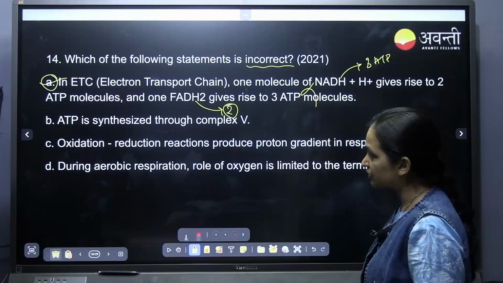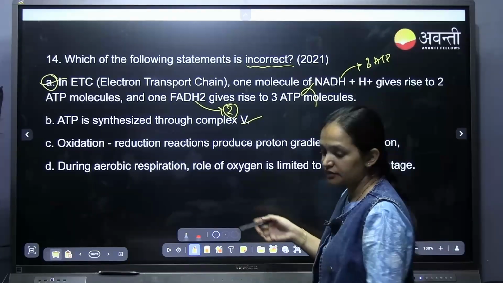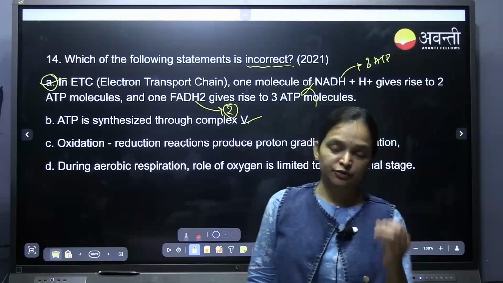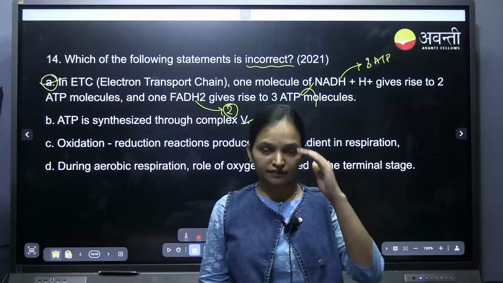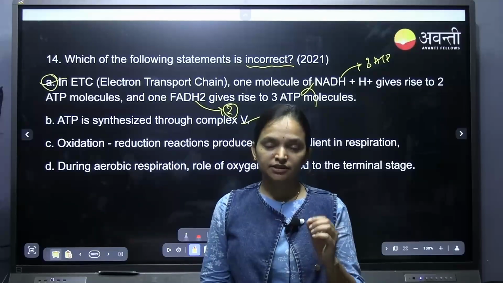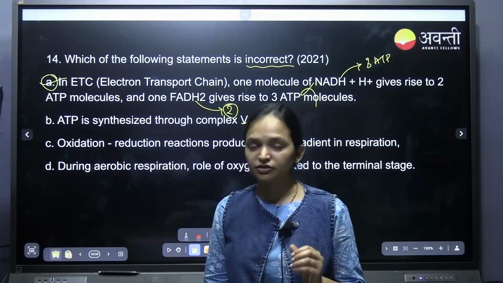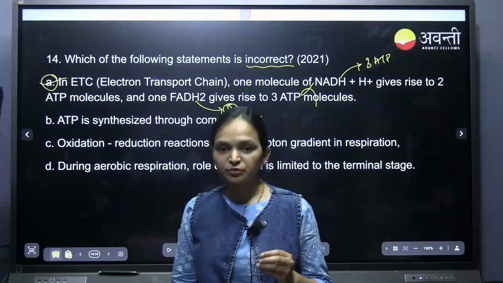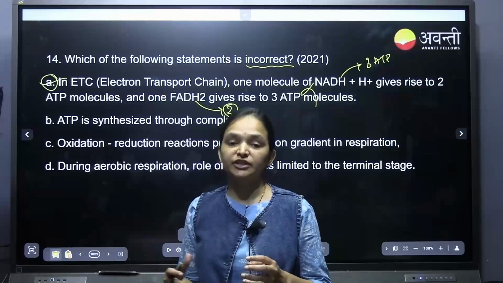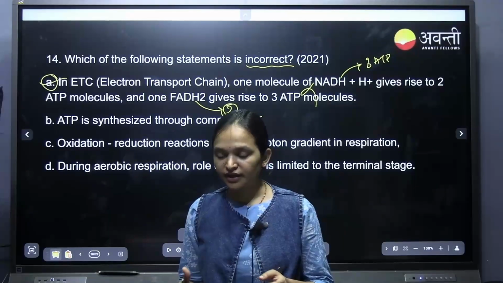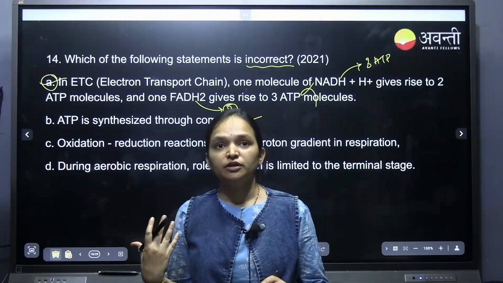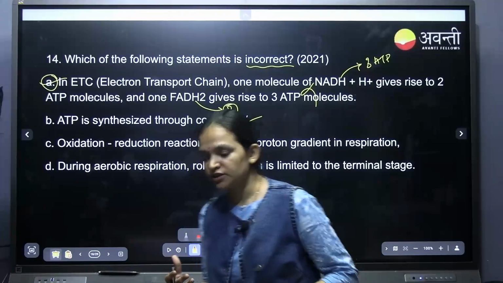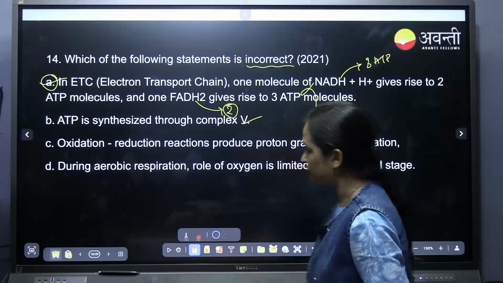ATP synthesized through complex 5, yes we know this is correct. One important thing is, even if you get a correct answer in the first option A itself, just for your confirmation go through all the other 3 also, because sometimes more than one answer will be correct and we need to find the more correct one. As we have already gone through so many PYQs, you got to know that, right? So just for confirmation, we'll go through all the options.